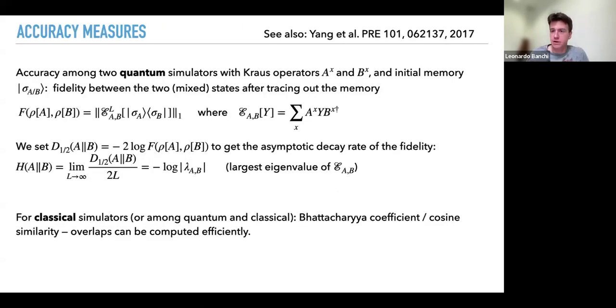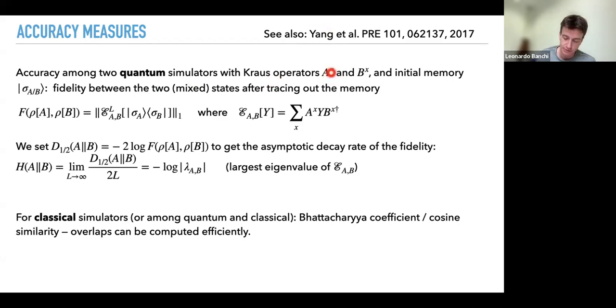And so now that we have discussed how to compress the quantum and the classical simulators, we also have to define a way of comparing the performance of these two. So here I defined a few figures of merit, but there were also similar figures of merit discussed in this paper, again by Changran and Miles' group. Suppose that we want to compute the accuracy between two quantum simulators.